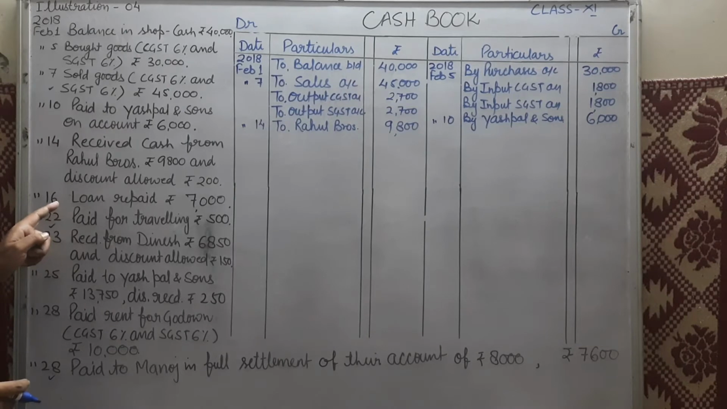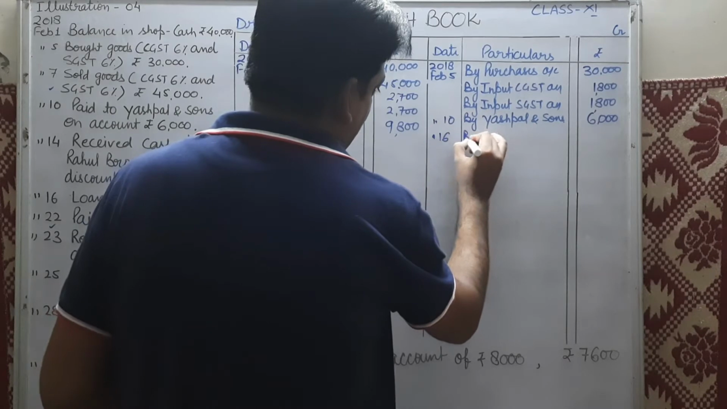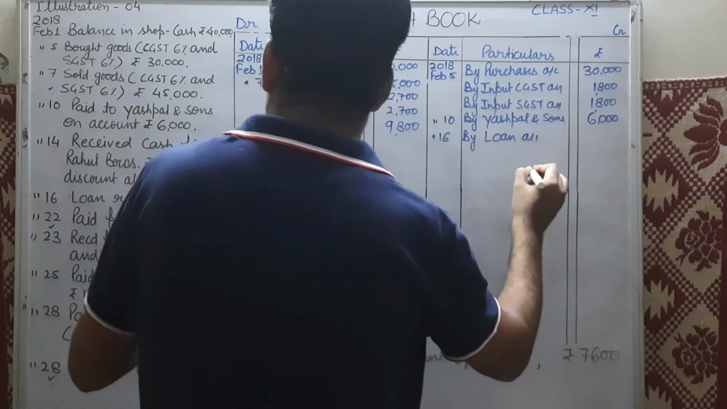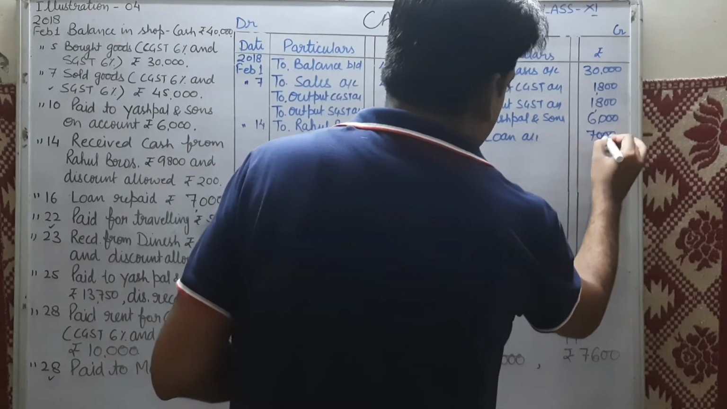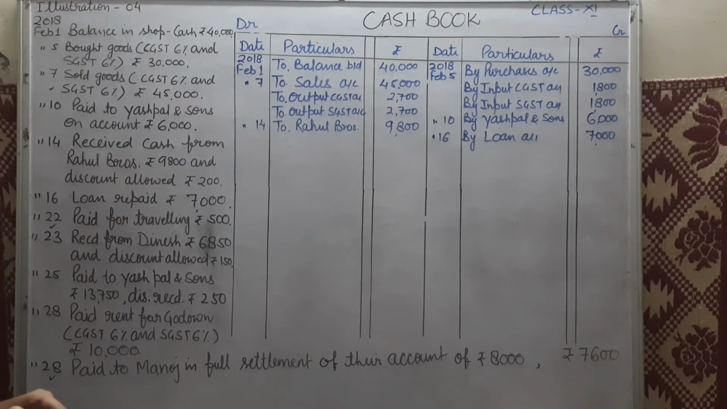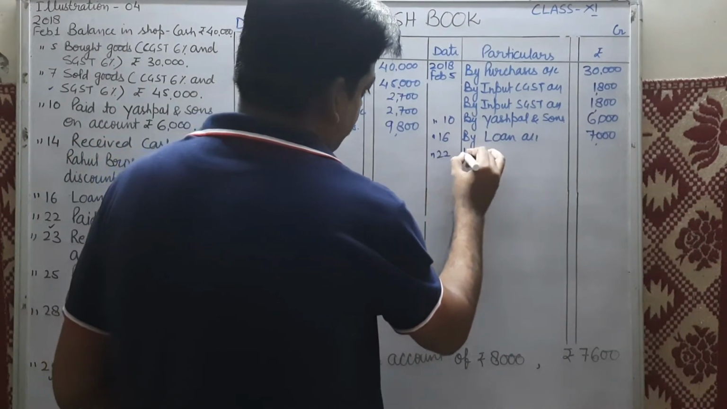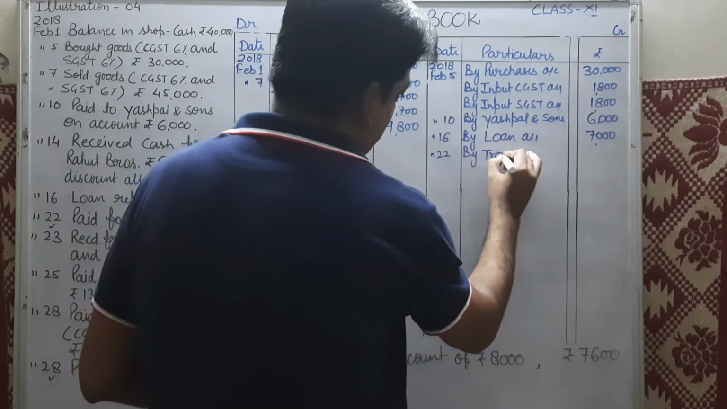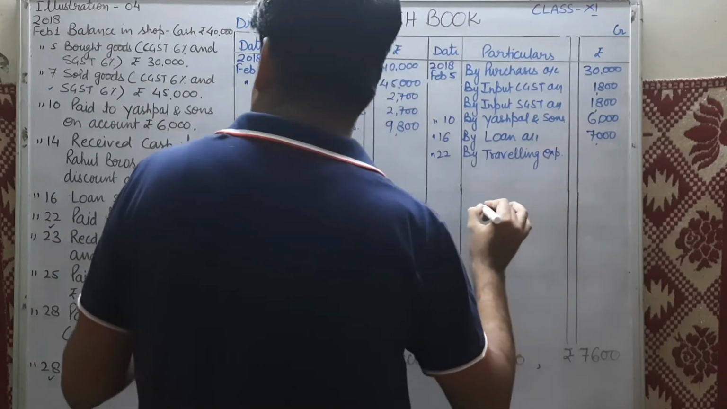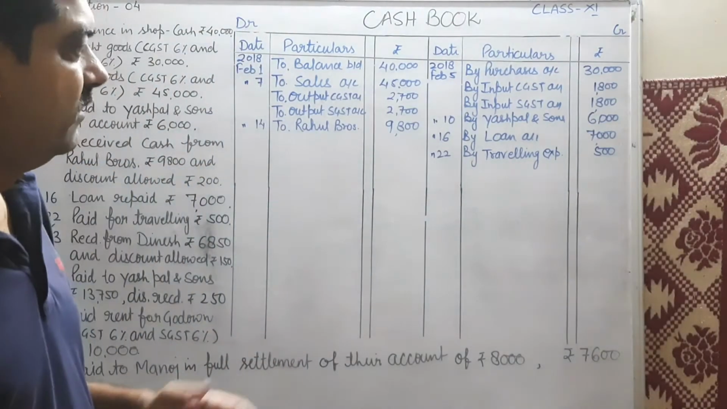Now next is on Feb 16 loan repaid rupees 7,000. Feb 16 simply we are repaying our loan. So by loan account, and amount of loan is 7,000. Rupees 7,000 will come in cash column. Now next is paid for travelling expenses rupees 500. So simple expense on Feb 22, by travelling expenses rupees 500 will come in amount column. So like this we will write treatments.